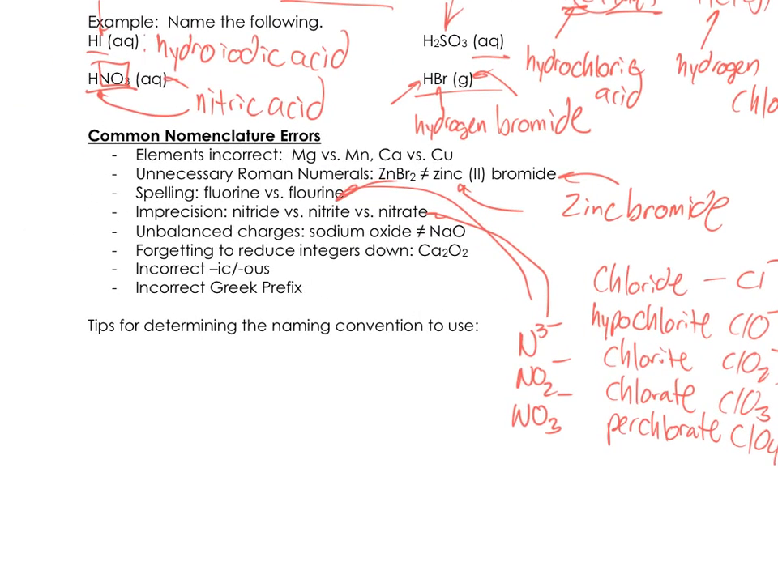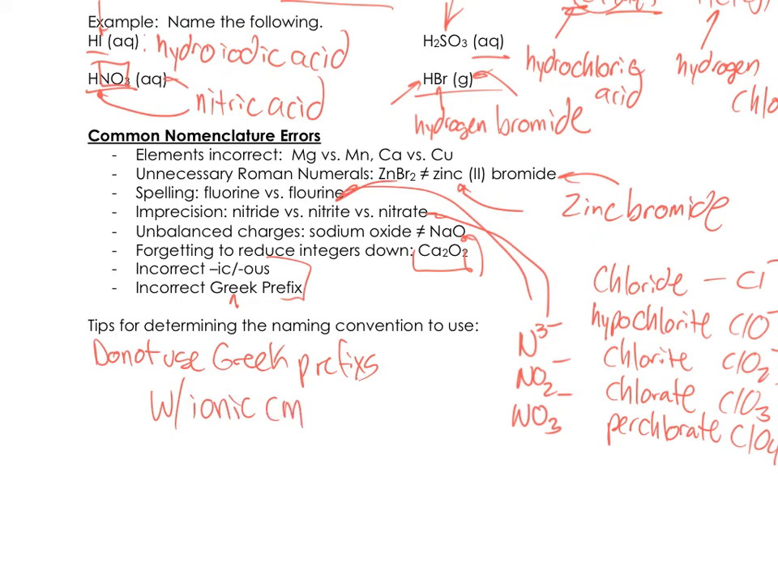Also, balancing. This isn't balanced, right? That's +1 and -2, not balanced. Remember to reduce where you can. Know your Greek prefixes, but do not use Greek prefixes with ionic compounds. Okay? So there are a lot of pitfalls. This stuff takes practice.